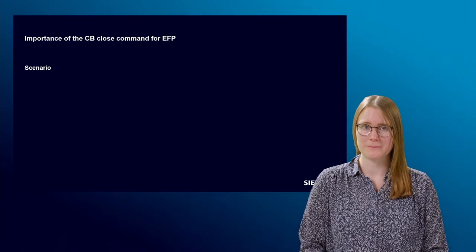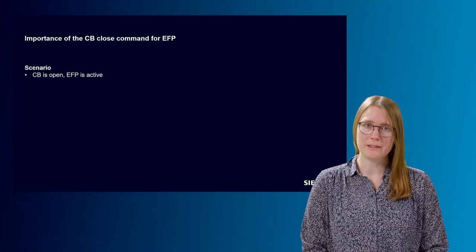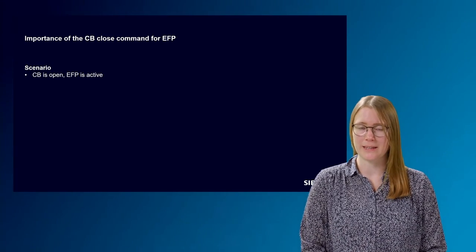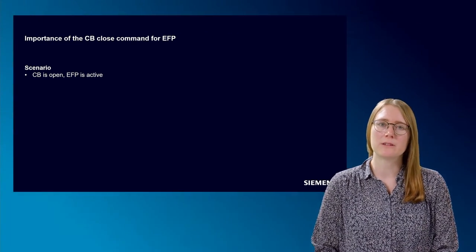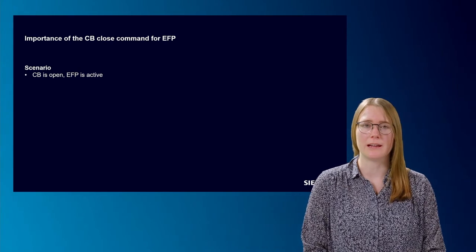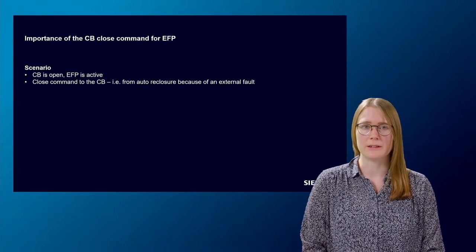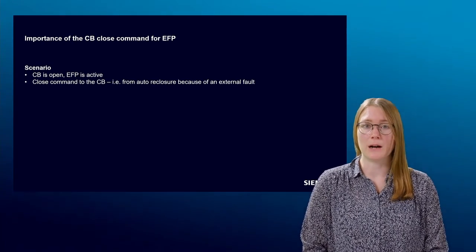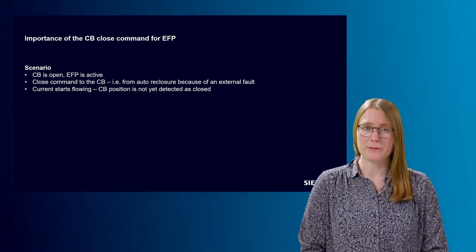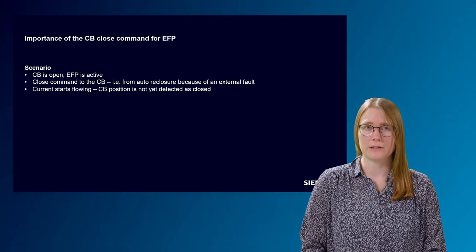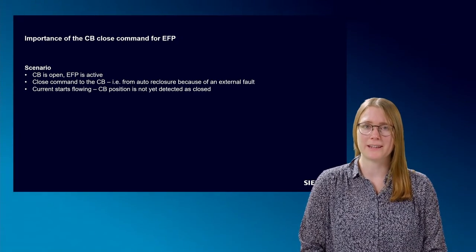I mentioned earlier that it's important to wire the circuit breaker close command if you have end-fault protection in use. Please imagine the following scenario. We have a feeder, the circuit breaker is open, the end-fault protection is active. The circuit breaker is open because there was an external fault on the line. Now there is a close command to the circuit breaker, for example from auto reclosure. Current starts flowing, but the auxiliary contacts are slower and the circuit breaker position is not yet detected as closed.